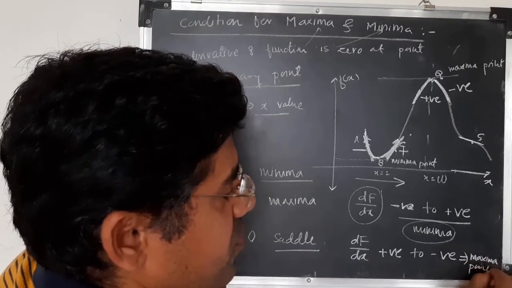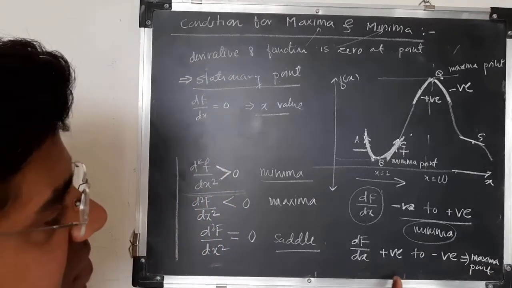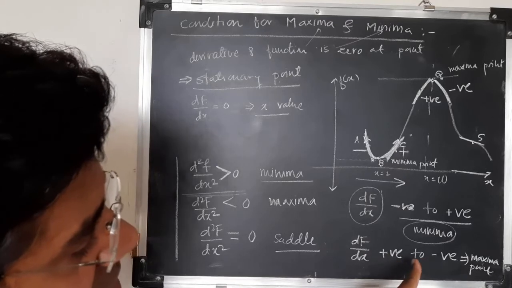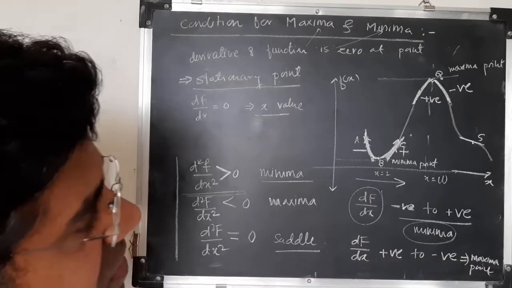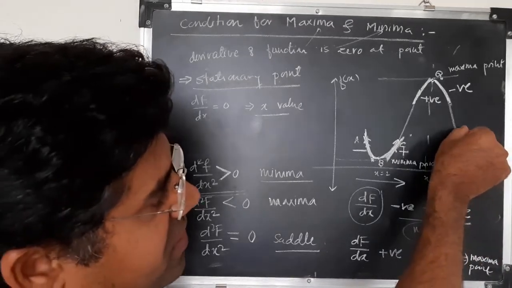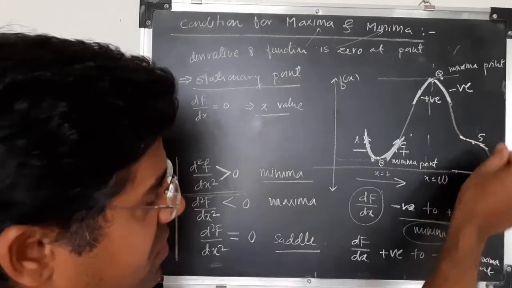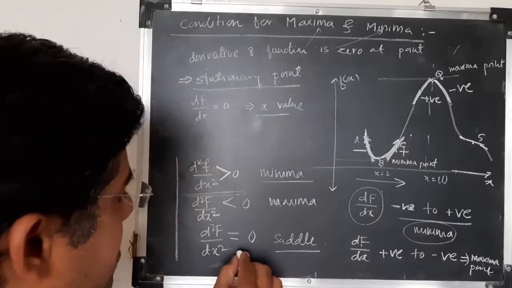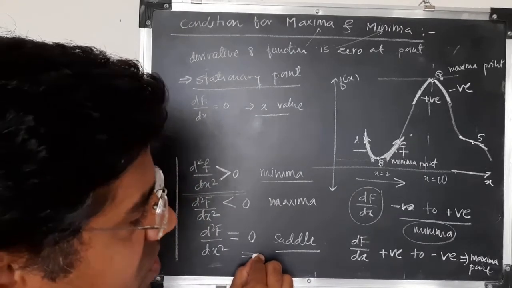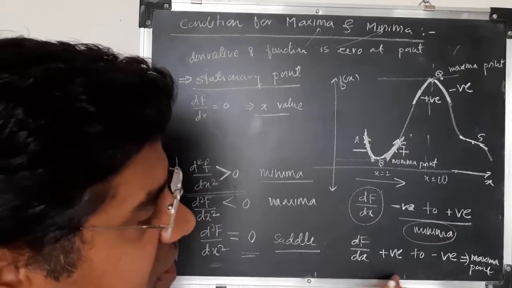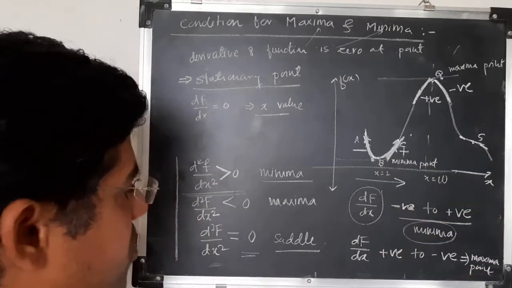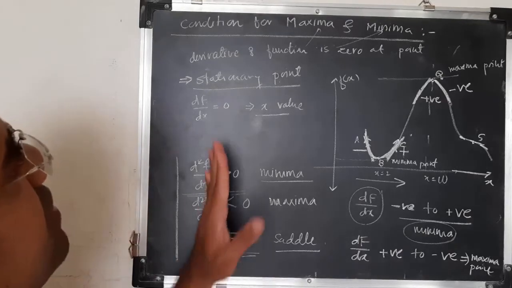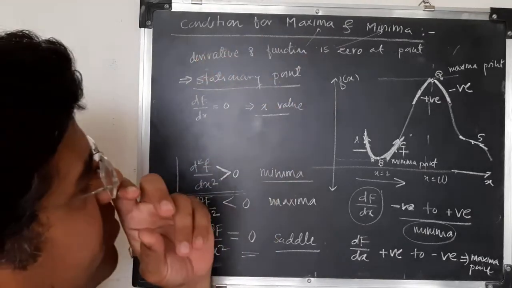Maximum point. So this is the condition from the derivative of that particular function: negative, positive to negative. In this case, it is just like stationary. Suppose you find the second derivative, it is also 0. So there is no positive or negative value. So the given point is your saddle or stationary point. Okay, so this is about the condition for maxima and minima points.